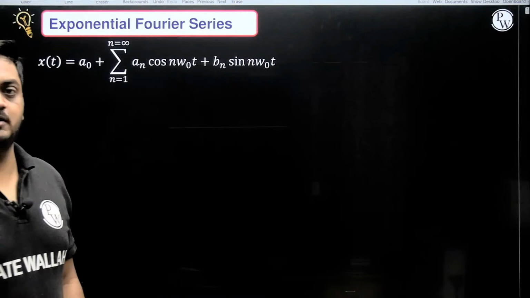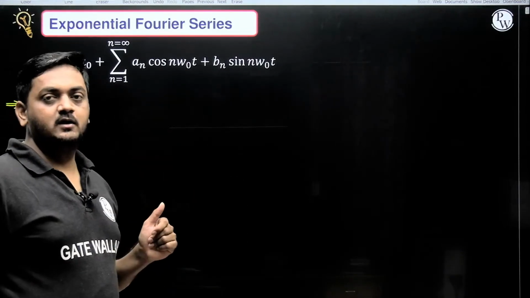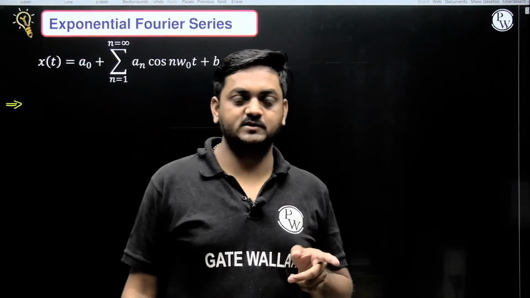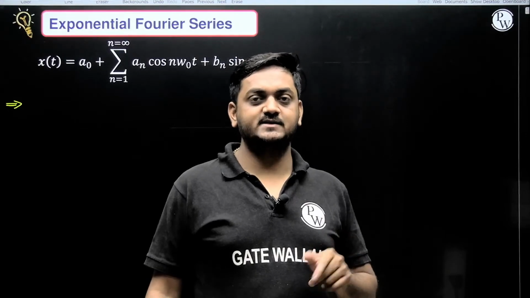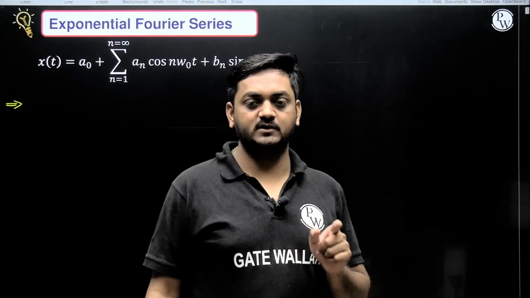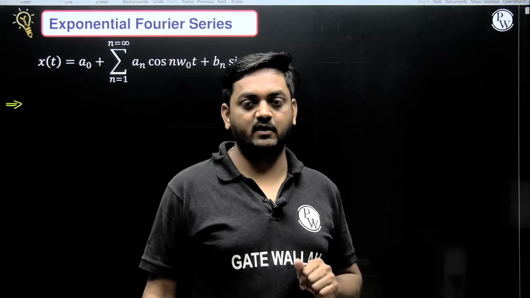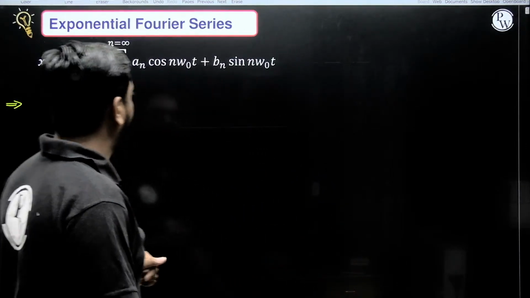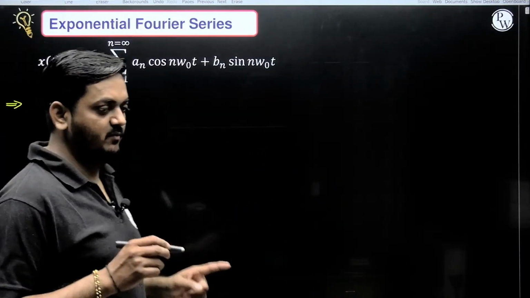Yes, we can use the Euler form of cos and sine. Cos theta equal to e power j theta plus e power minus j theta divided by 2. Sin theta equal to e power j theta minus e power minus j theta divided by 2j. Correct?